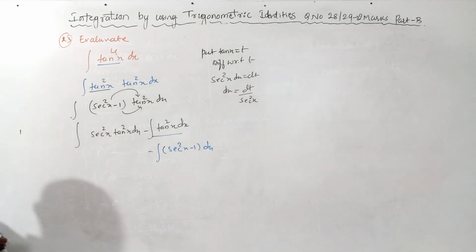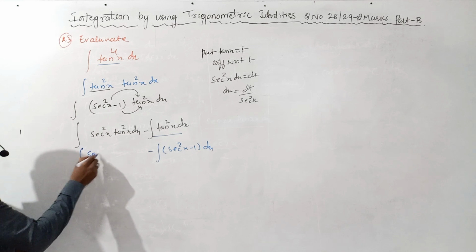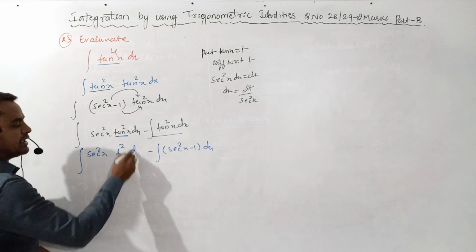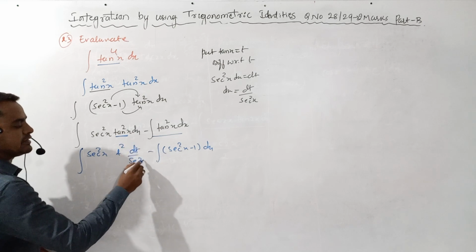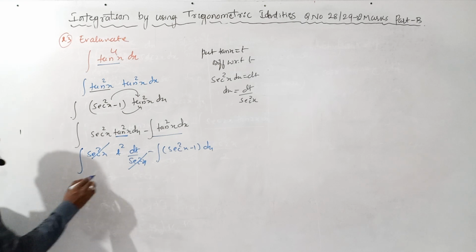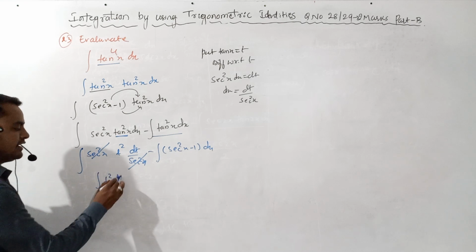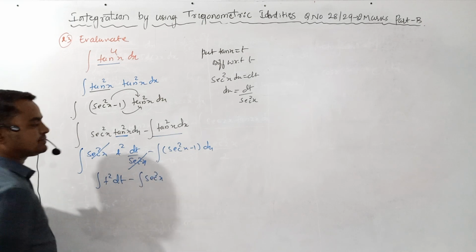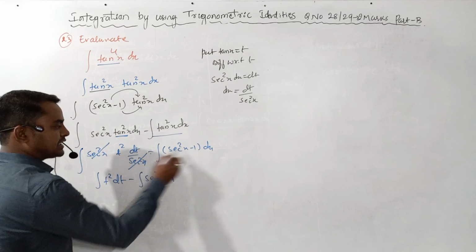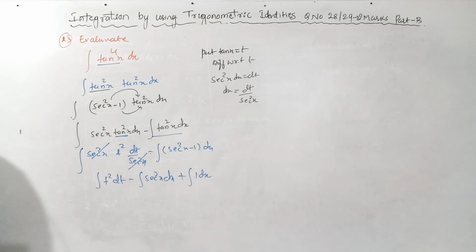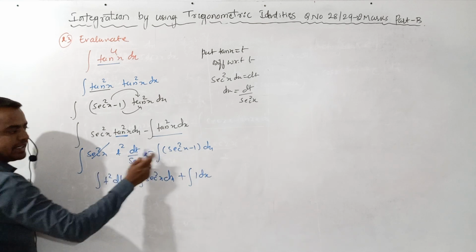Now come to here. This sec square x stays as it is. Tan x means t, so that is t square. dx means dt by sec square x. Sec square x cancels. Now the integration of t square dt minus the integration of sec square x dx. Minus into minus is plus, and 1 into dx is dx.